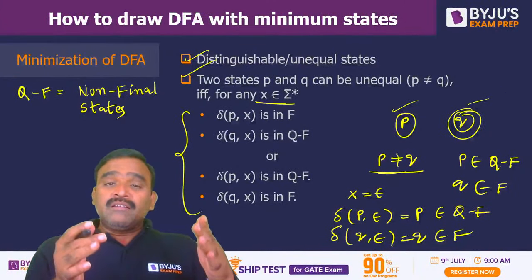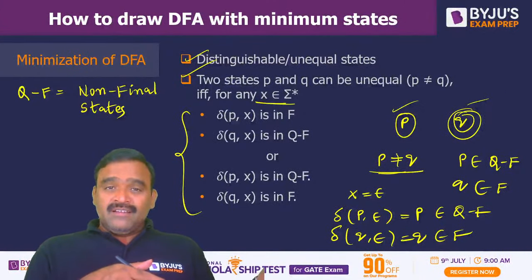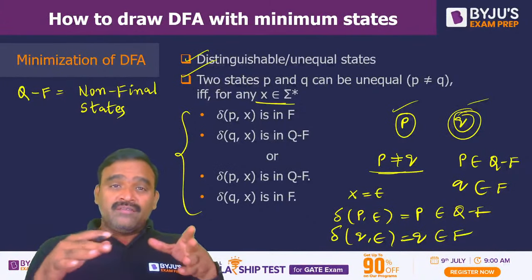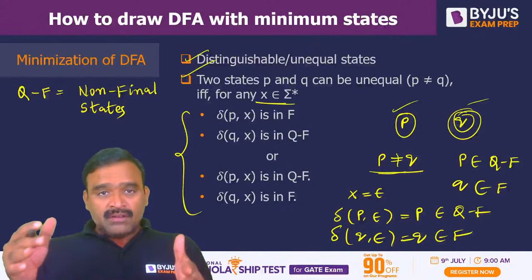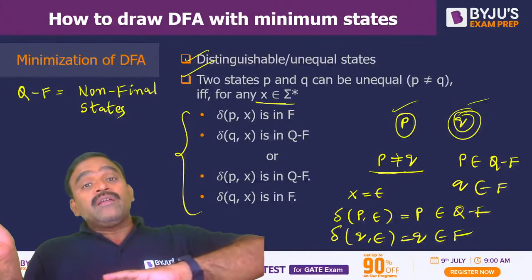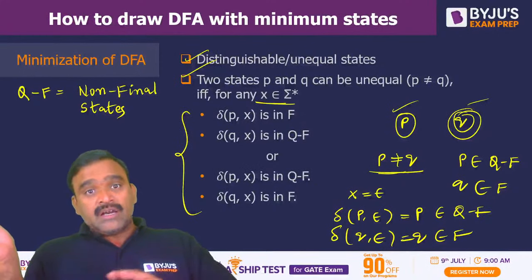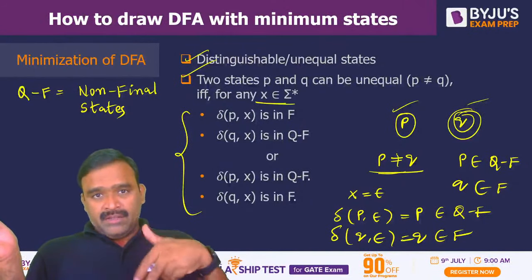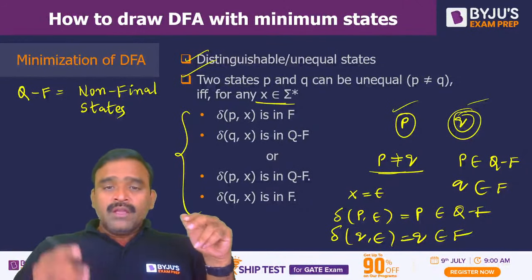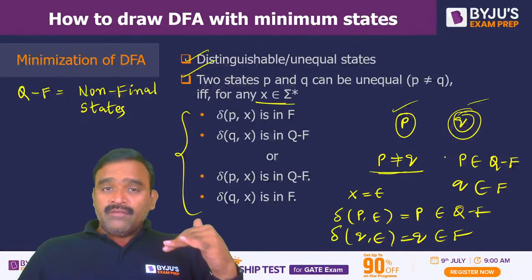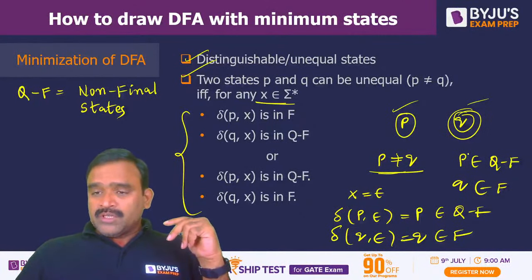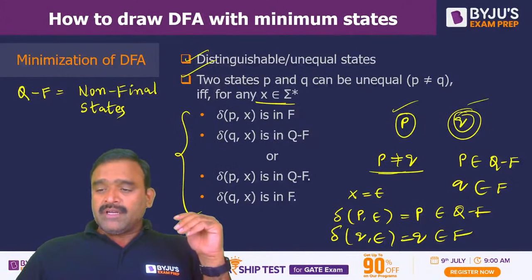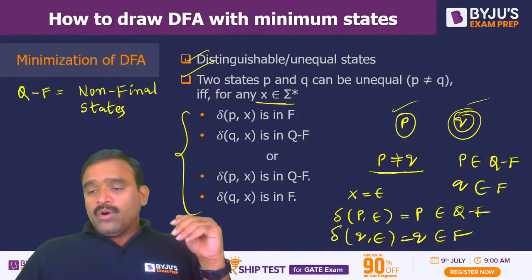It doesn't mean that all final states are equivalent, and it doesn't mean that all non-final states are equivalent. A pair of one final and one non-final is always inequivalent. But equality may exist among the final states or among the non-final states. It is not guaranteed, and we have to verify that. But a pair containing one final and one non-final is directly known to be distinguishable, inequivalent, or unequal. Hope you understood, right?